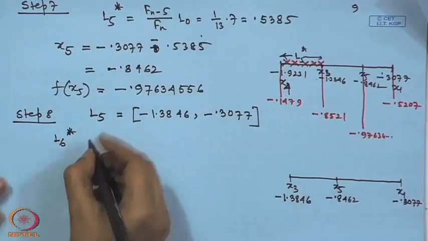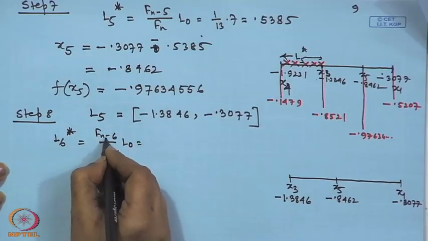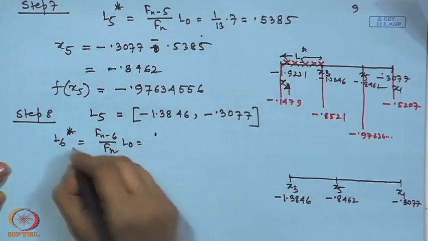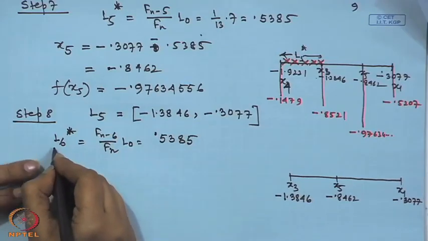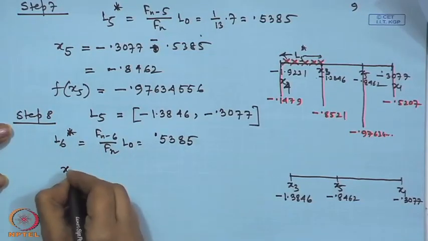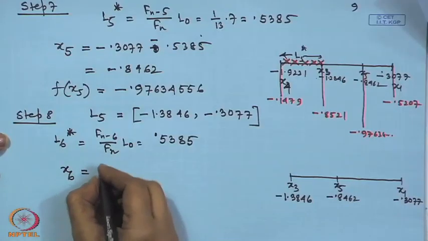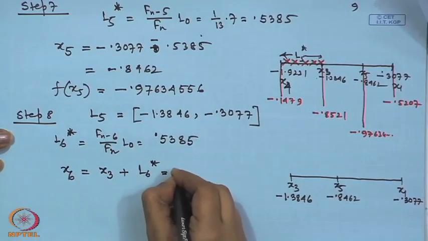We will consider L6 star, that would be Fn minus 6 by Fn into L0, that is again F0 by F6 into L0, that is why it is again 1 by 13 into 7, so the L6 star value is the same as the previous value. Always the last Ln star would be equal to Ln minus 1 star, if n is the number of experiments. Then the current two experiments would be L6 star distance apart from both the ends. That is why x6 would be equal to x3 plus L6 star, and we will get this value as minus 0.8461.